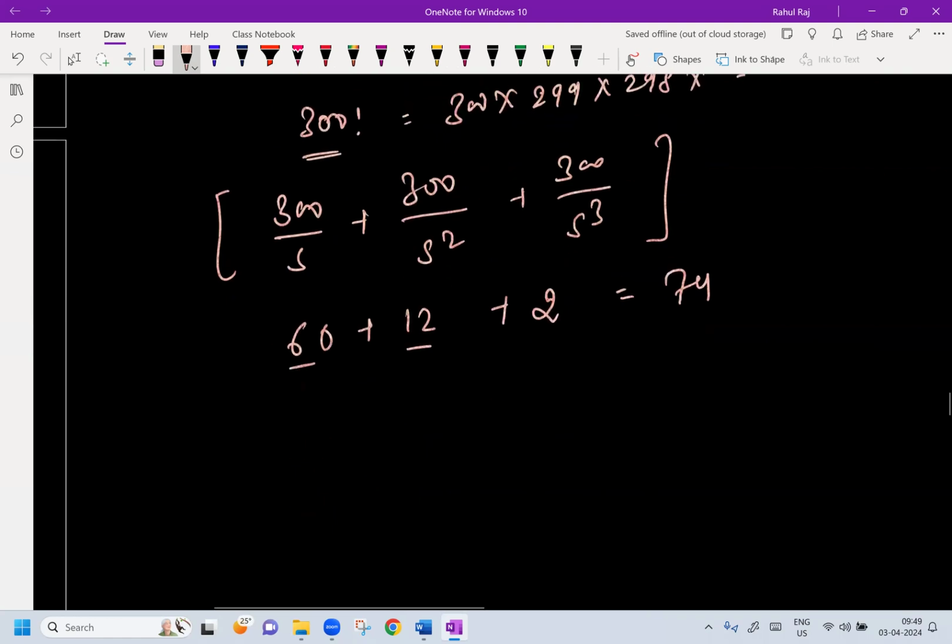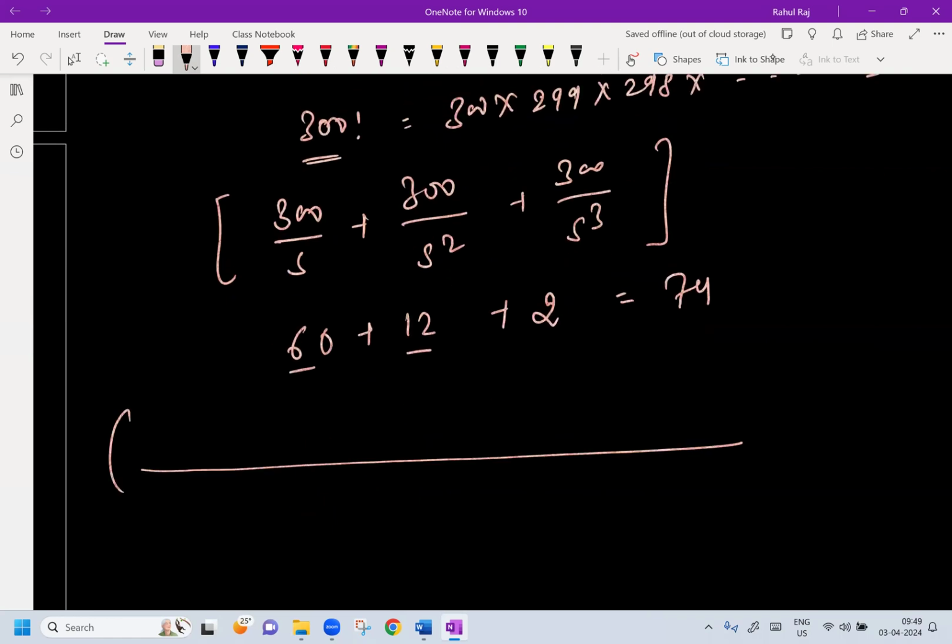Imagine there are 74 zeros at the end. How big could this number be? It will be humongous. Can you imagine how big this number would be? So it is not possible for you to calculate 300 factorial. But yes, you can find how many zeros it has.